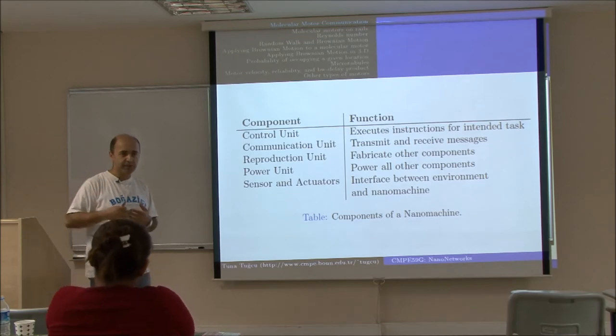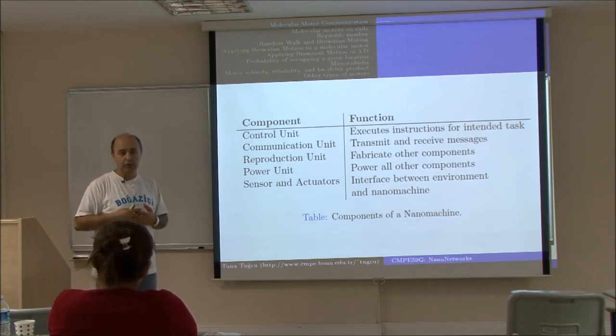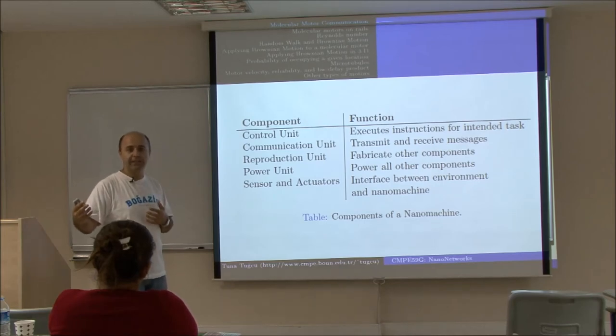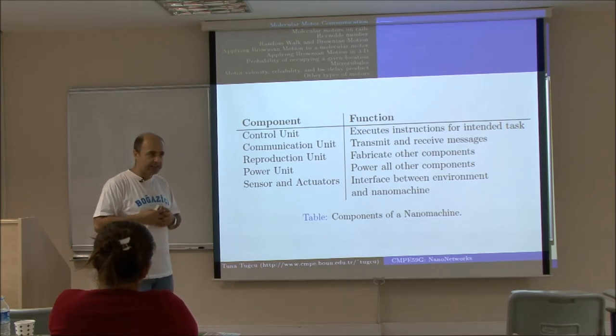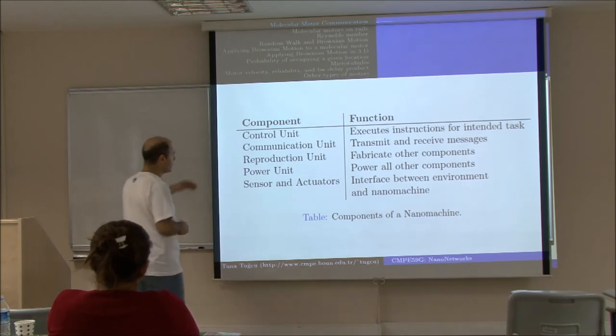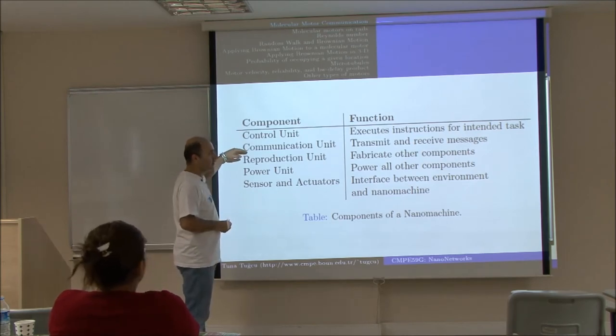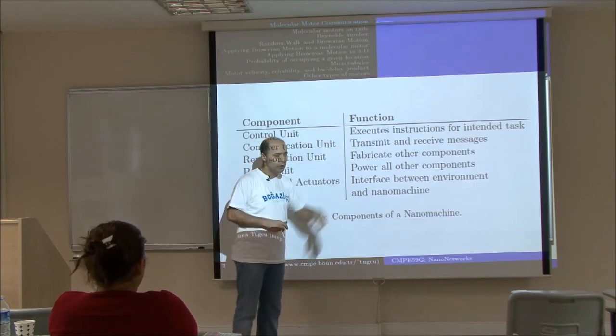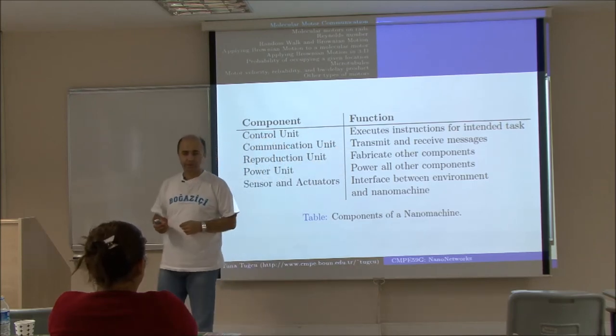The control unit will actually be executing the instructions coming, for example, with the message. So you receive a message, and you should be able to decode what the information was inside that message, and take the necessary actions to produce a result, and then finally respond to that. Okay. So that's what the control unit does. The communication unit will be managed by the control unit to achieve this task. So it should be able to transmit and receive messages.